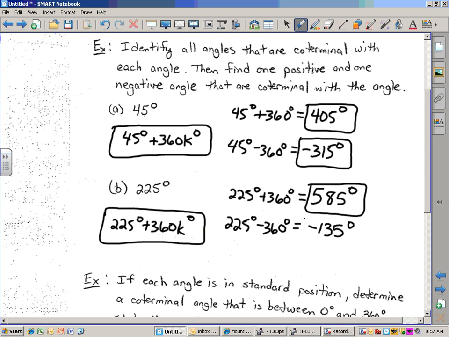One positive, one negative. If the angle is much larger or much smaller, you may have to add multiples of 360. You might have to add 360 5 times in a row to get to a positive, or you may have to subtract 360 7 times in a row to get a negative. Okay? If the angle is much larger, say instead of 225 it was 2025, you'd have to subtract 360 a lot more than just once to get a negative.